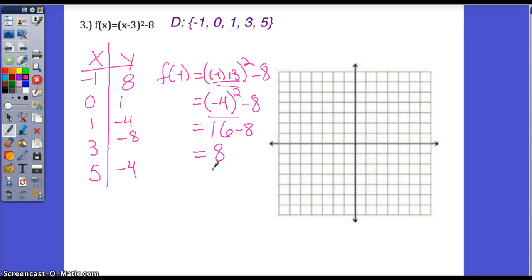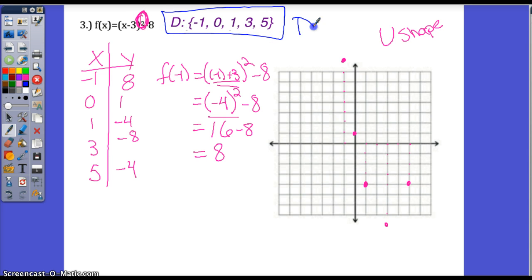So when you plot it, you have your negative 1, 8, then 0, 1, then 1, negative 4, then 3, negative 8, and 5, negative 4. So you can start to see the U shape because you do have this exponent of 2 over here. But again, you have a domain, so it's just dots.